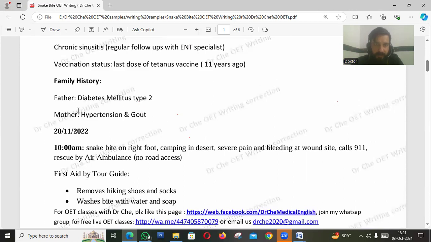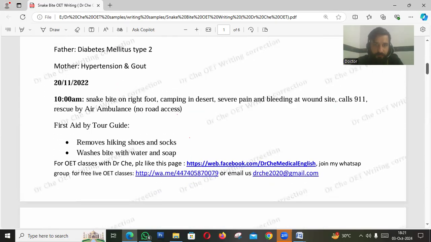In the family history, father is diabetic, mother is hypertensive and has gout. Then the main issue of this patient starts. On 10th of 11, 2020, this is the real date when I wrote this letter; I wrote these case notes in 2022, almost 2 years ago. In the real exam, today's date would be the same as the exam date. So on this date, at 10 in the morning, snake bite on her right foot. I'm not writing complete sentences because these are notes.